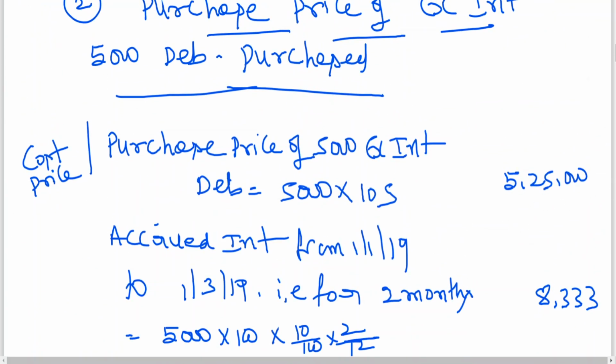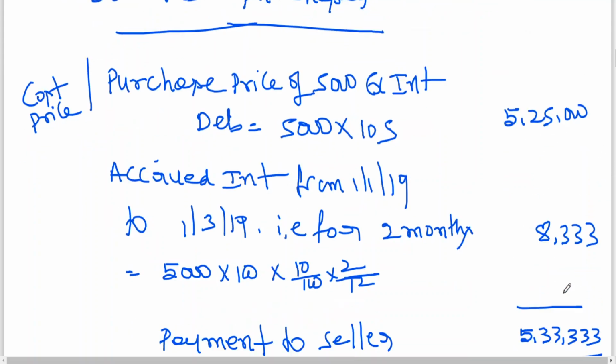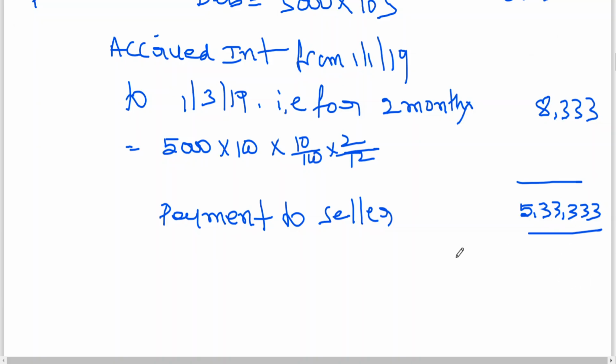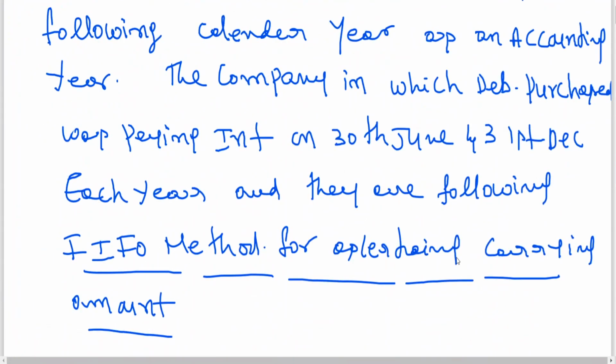Now this ex interest purchase will be taken to which column? The cost column. And this will be taken to the accrued interest column. What is the total payment? 5,33,333. This is working notes number 2.